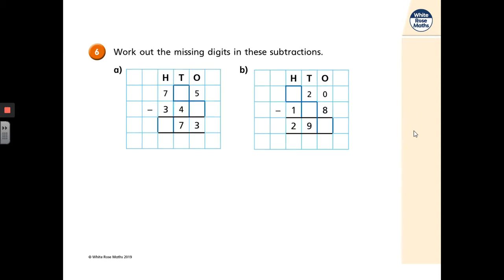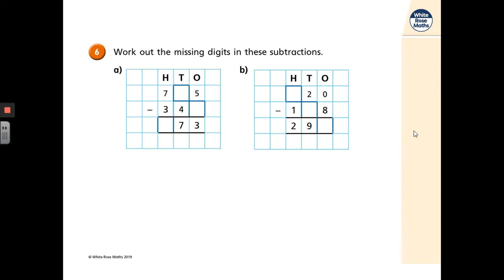Okay, number 6. So work out the missing digits in these subtractions. Again, we did something similar to this earlier on in the week. So have a look at this and think, right, what will I need to do to get some of these numbers? When will I have to exchange? Or can I just take away within that number? Remember, always start with the ones and work up from there.